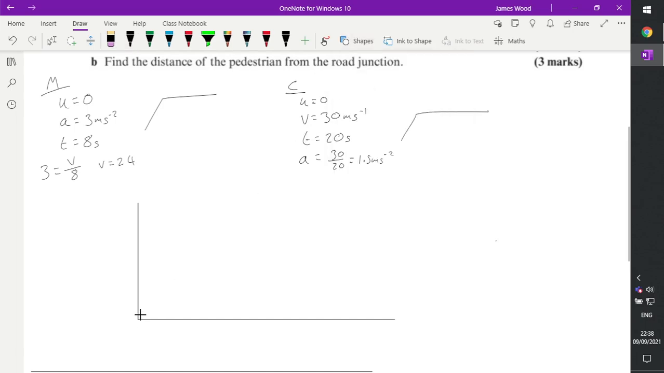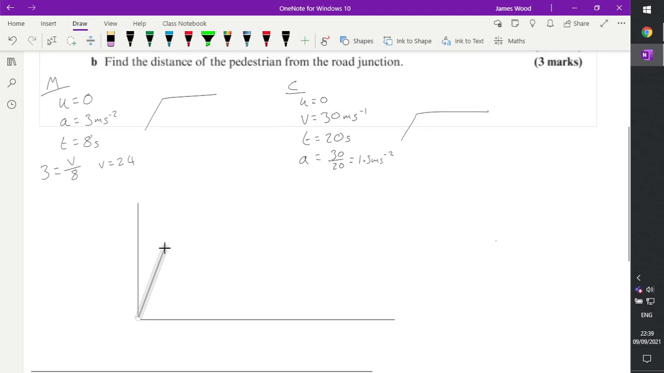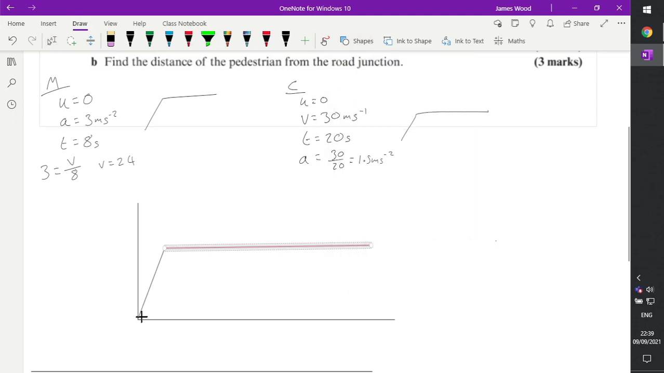So the motorbike is very steep, but it actually has a lower top speed. It's flat after that. Okay, now let's do the car in red. So the red is less steep, but it actually reaches a higher top speed.